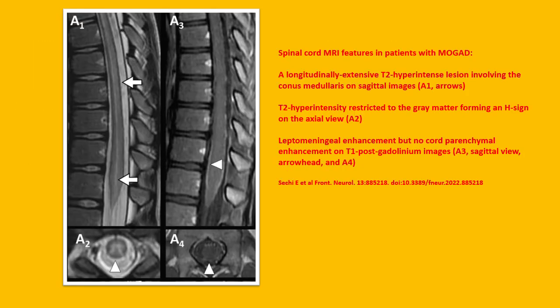This figure shows spinal cord MRI features in patients with MOGAD. In A1 is a longitudinally extensive T2 hyperintense lesion involving the conus medullaris on sagittal images. In A2 is a T2 hyperintensity restricted to the gray matter forming an H sign on the axial view. And A3 and A4 show leptomeningeal enhancement but no cord parenchymal enhancement on T1 post-gadolinium images.